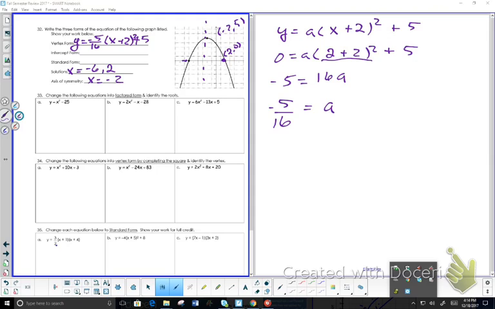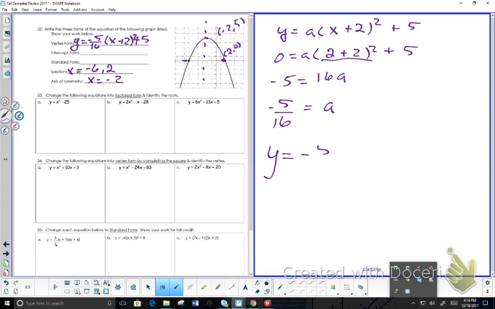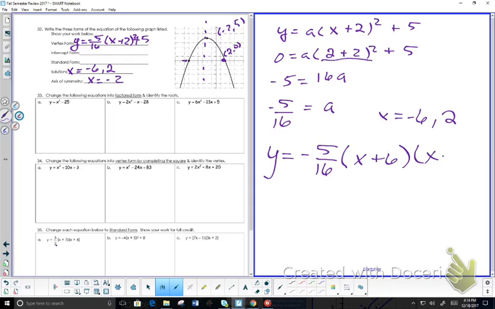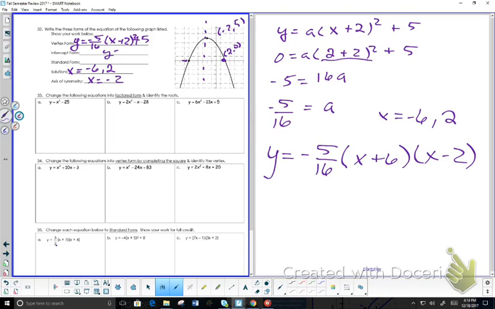So then we have to take that, and we can write it in intercept form. Intercept form is going to have the same a value, but then you're just talking about, okay, we've got x equals -6 and 2. So put that on the inside, inside's lie, so it's (x plus 6)(x minus 2). So this would be our intercept form that we would write right here: y equals -5/16 (x plus 6)(x minus 2).